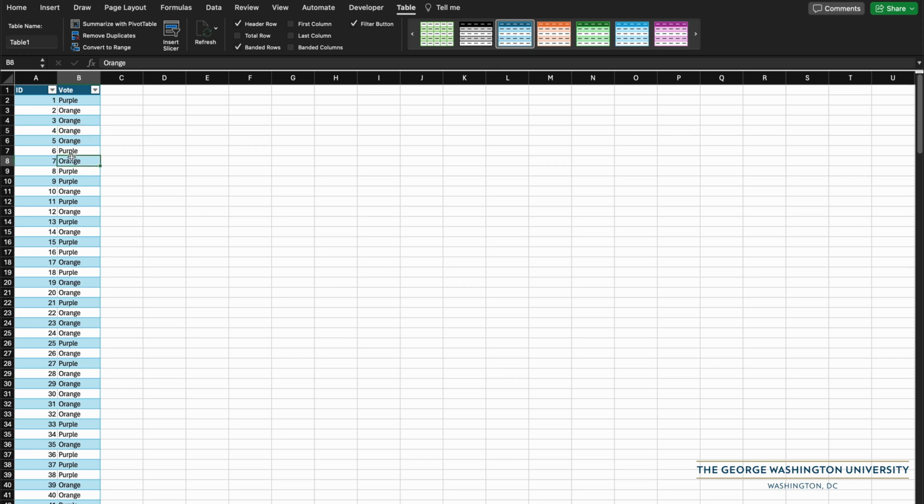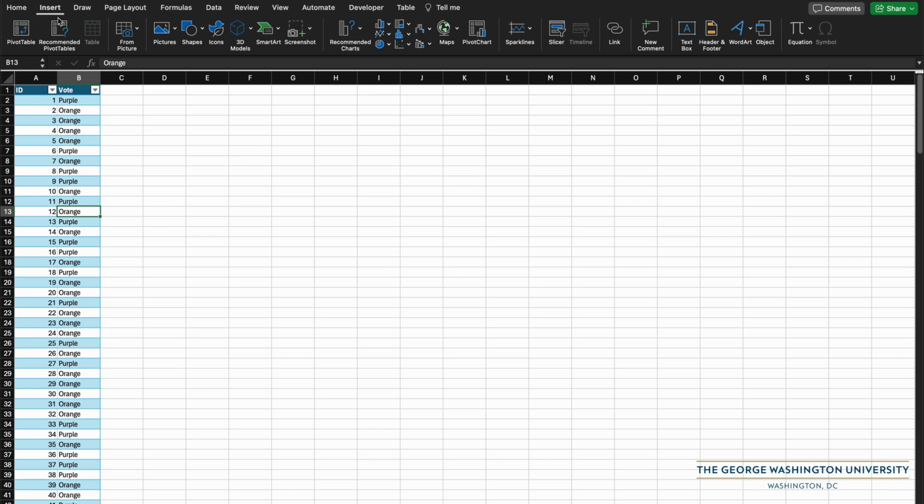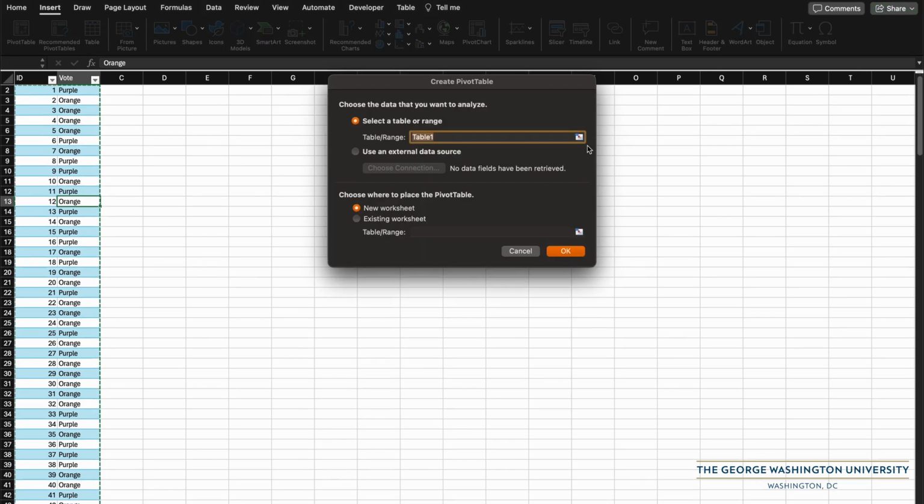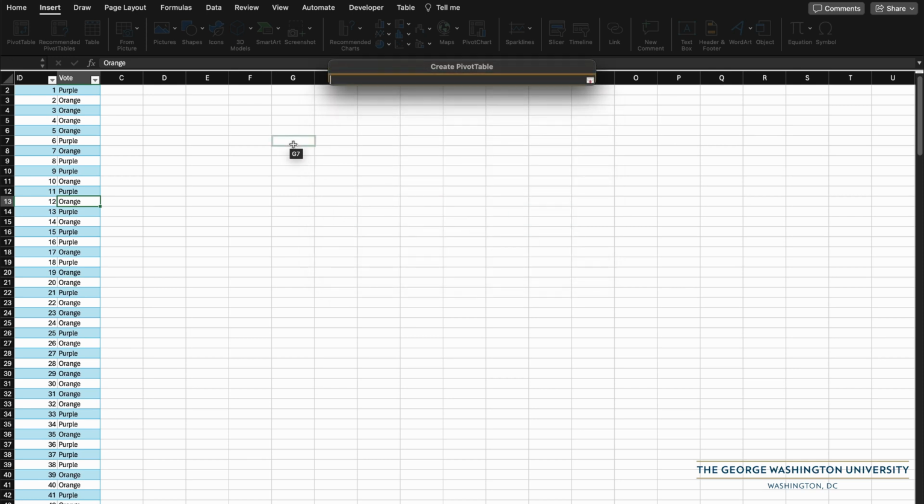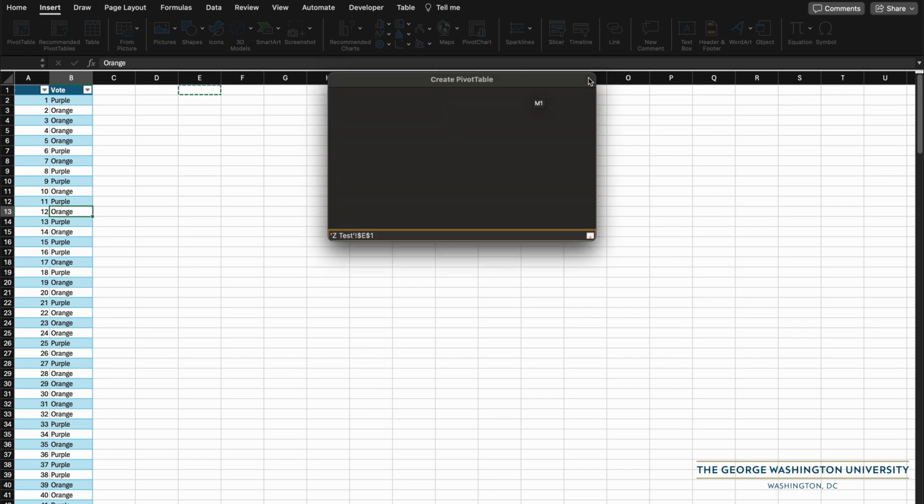So here I'm just in any of the cells in my new table. I'm going to go to Insert, and then the first button is PivotTable. The table is already selected for me. We can see there Table1. I don't have to change anything there, but I'm going to go to Existing Sheet, click on my little selector button, and maybe I'll put this in cell E1. And I'm going to click OK.